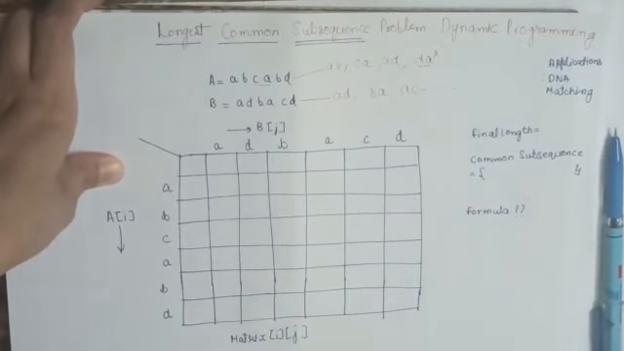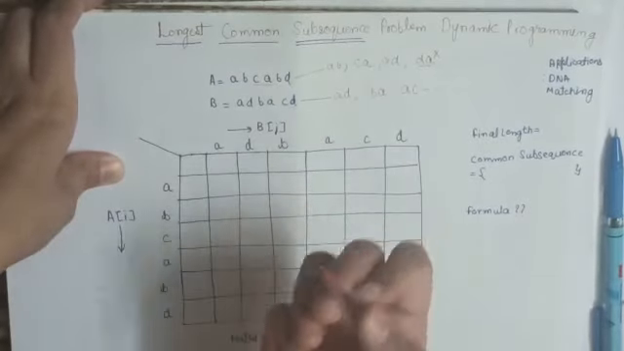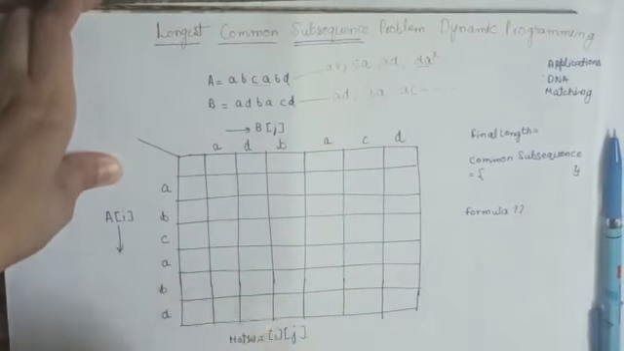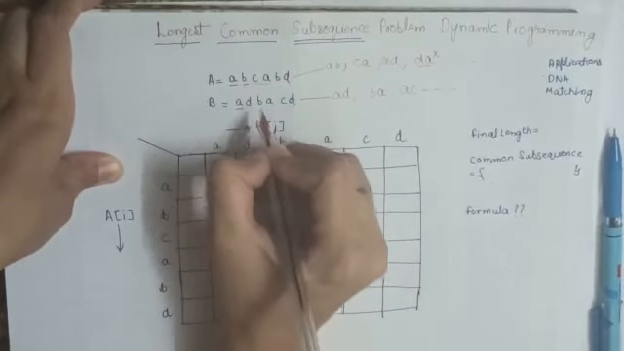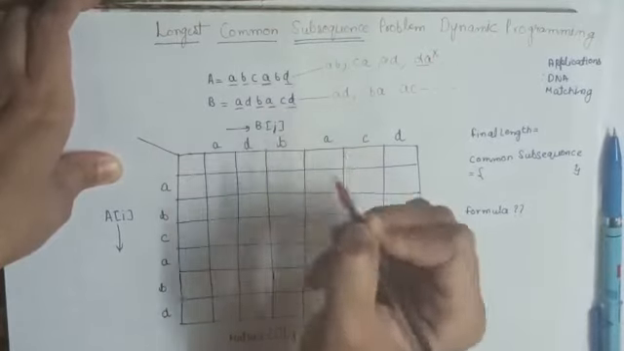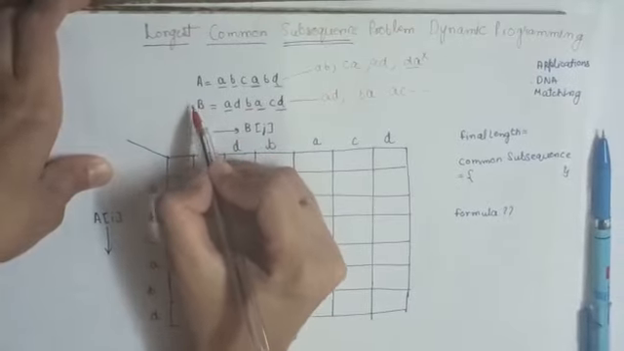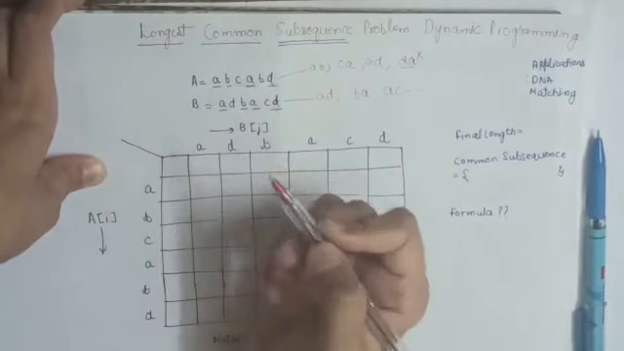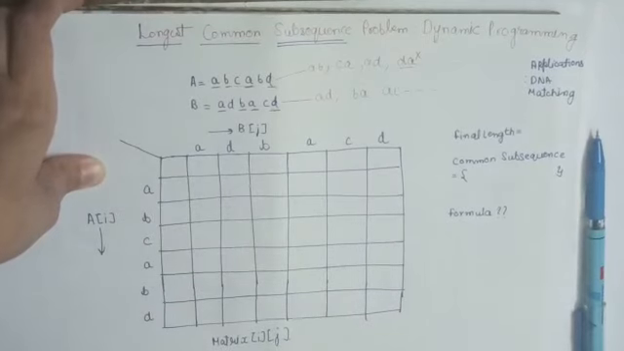Since this is a small string, we can manually find the longest common subsequence of this string. See, A is common. Okay, B, same order, A, and D. This is one of the longest common subsequences of these two strings A and B. Okay, we can have other subsequences possible also.